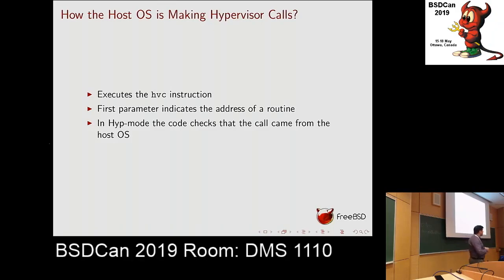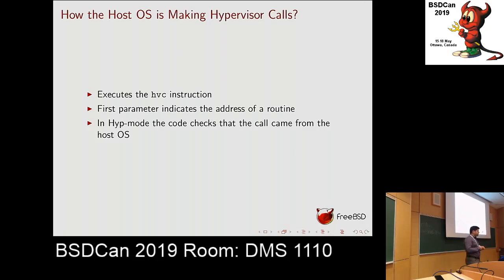So how does the host OS, which lives in kernel mode, make hypervisor calls? We execute the HVC instruction. The HVC instruction causes an exception, we go to the hypervisor exception vector and execute the routine there. We also created a rule where the first parameter of HVC is the address of the routine to execute in hypervisor mode. Also, very important security-wise, the hypervisor mode checks which virtual machine has made the HVC call, because we can accept hypervisor calls only from virtual machine zero.